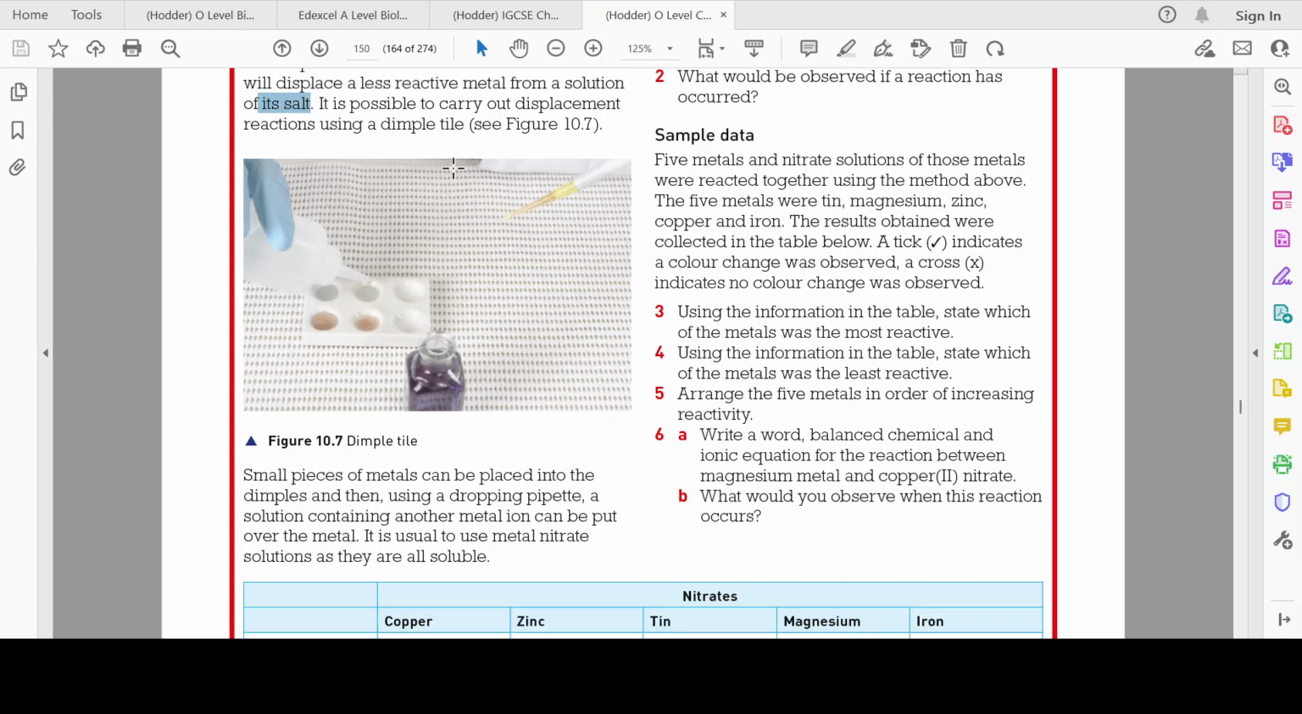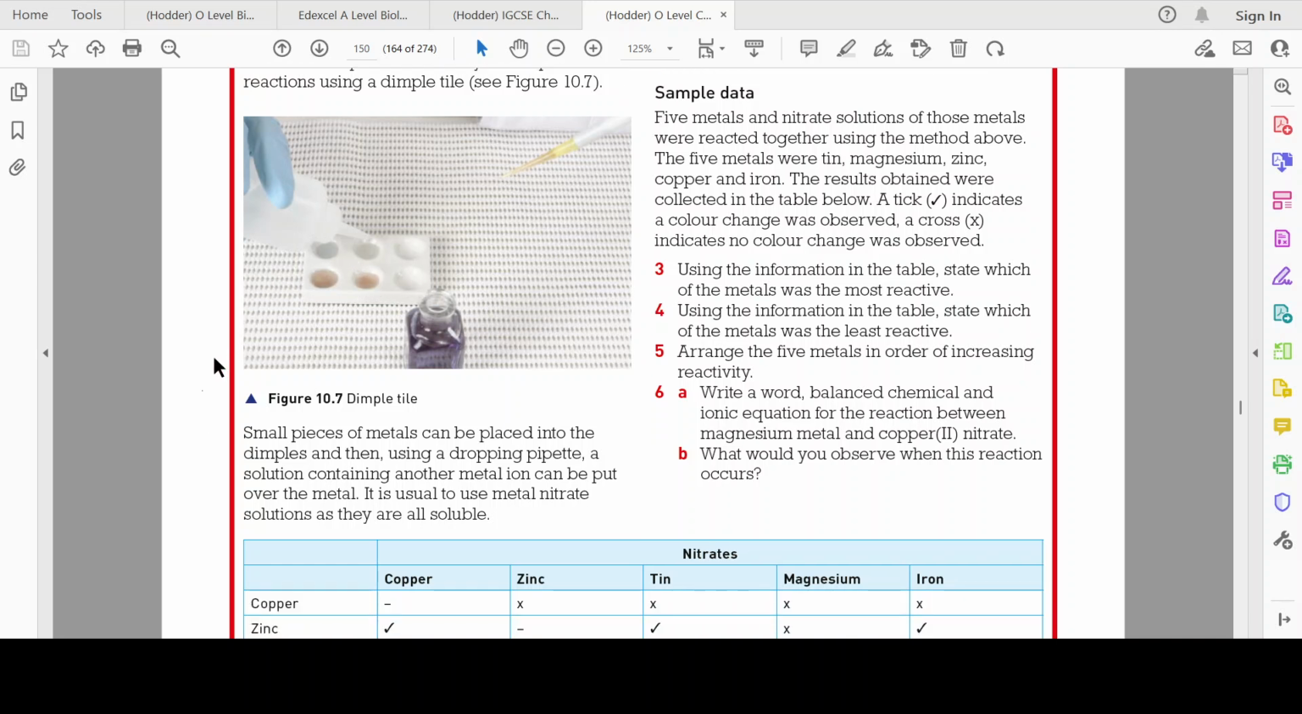So what are we going to do? We're going to take a dimple tile. This is a dimple tile. It's a slab which has holes in it. And what you're going to do is put different metals in each of these slots or compartments, or whatever you want to call them.